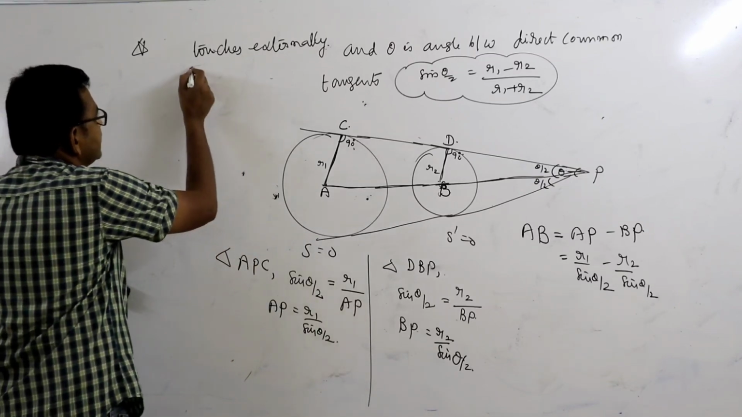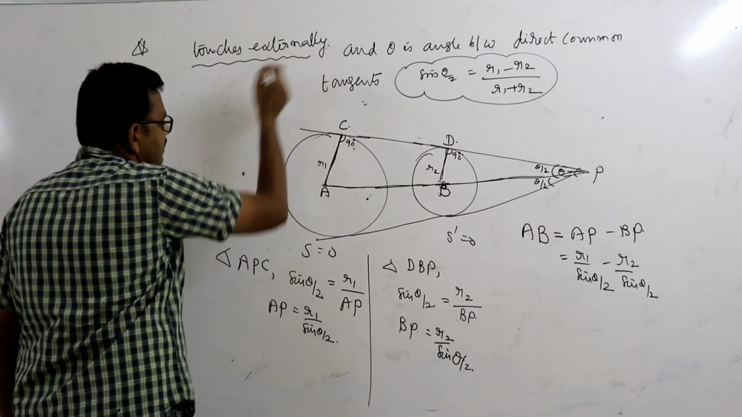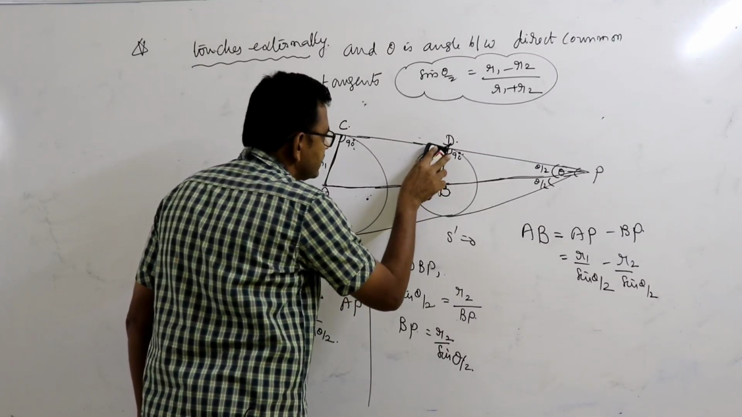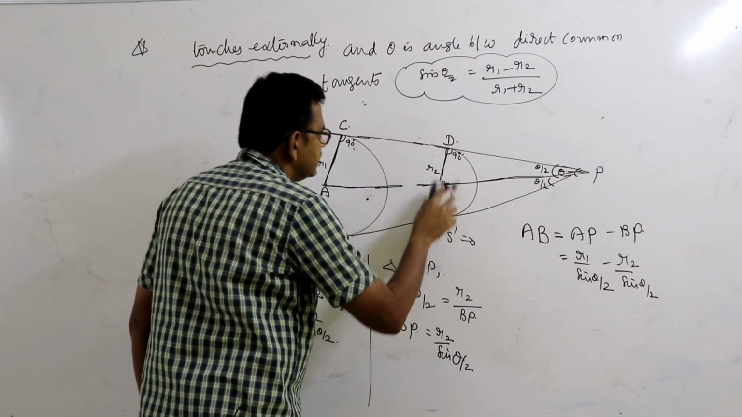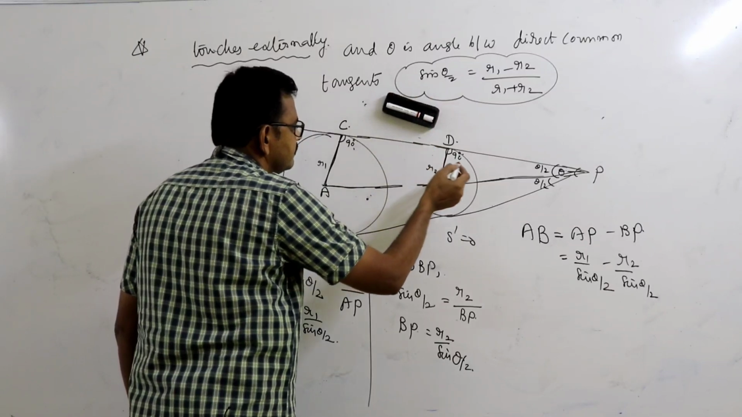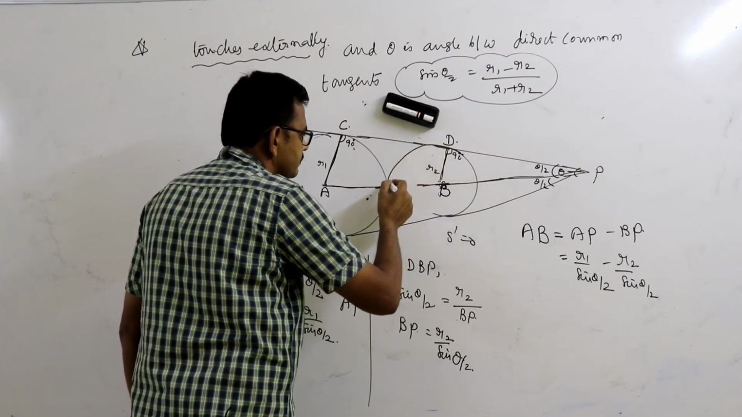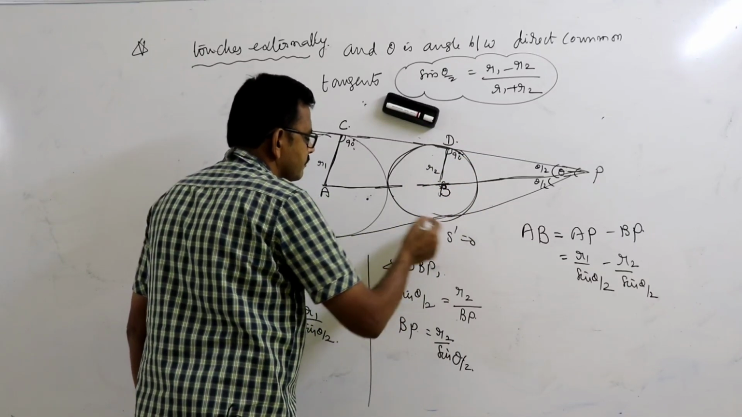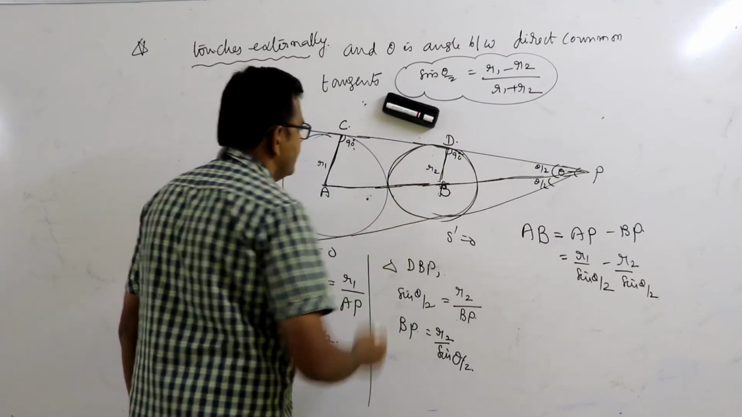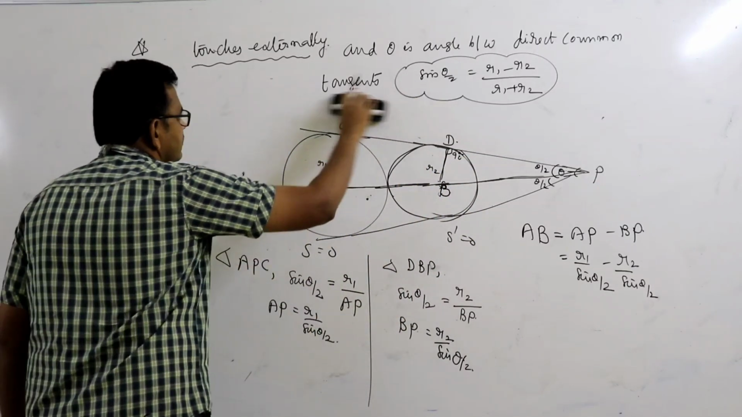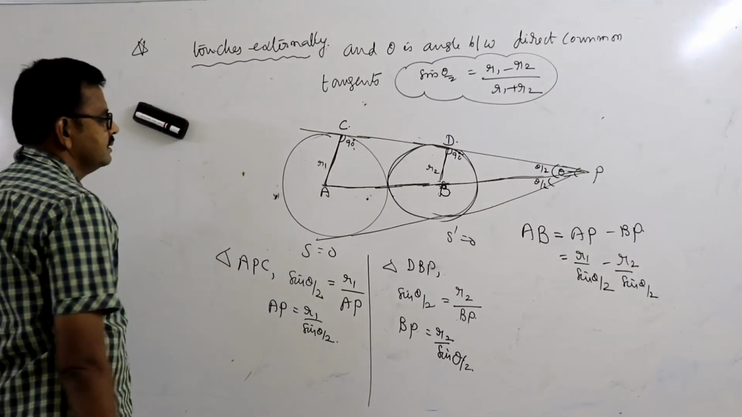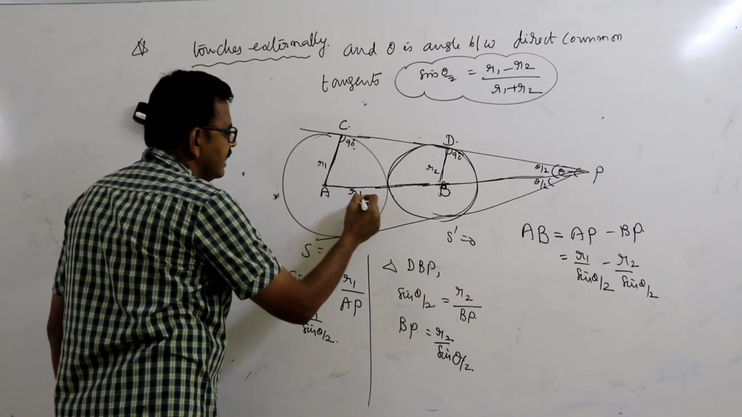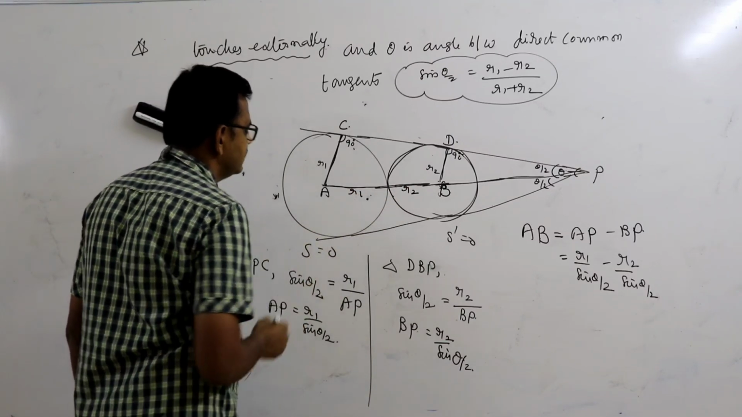Given the two circles touch externally, here just there is a small mistake. The two circles touch externally. So this is the radius R1 and this is radius R2.